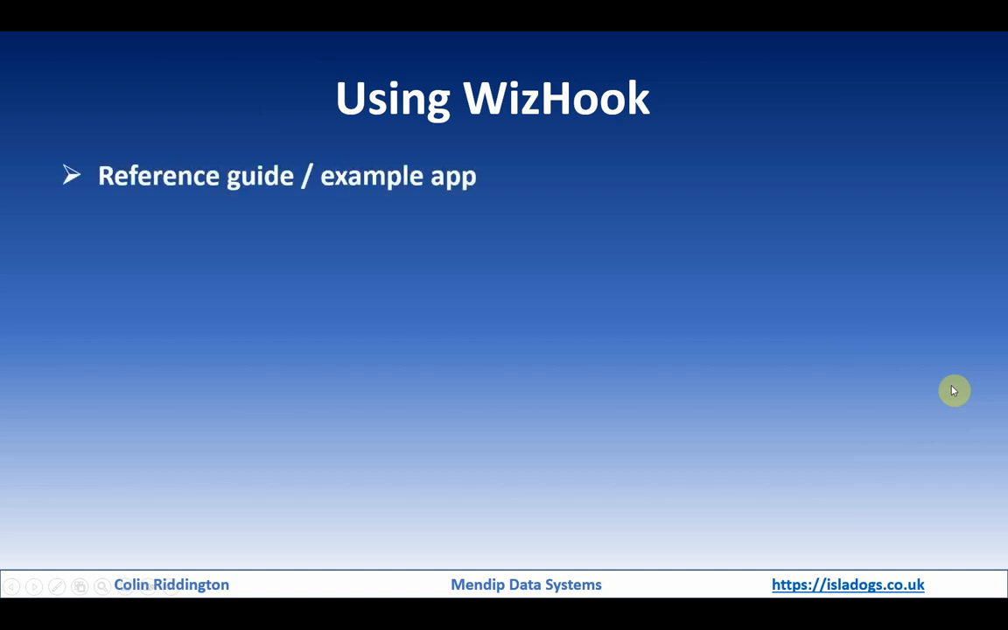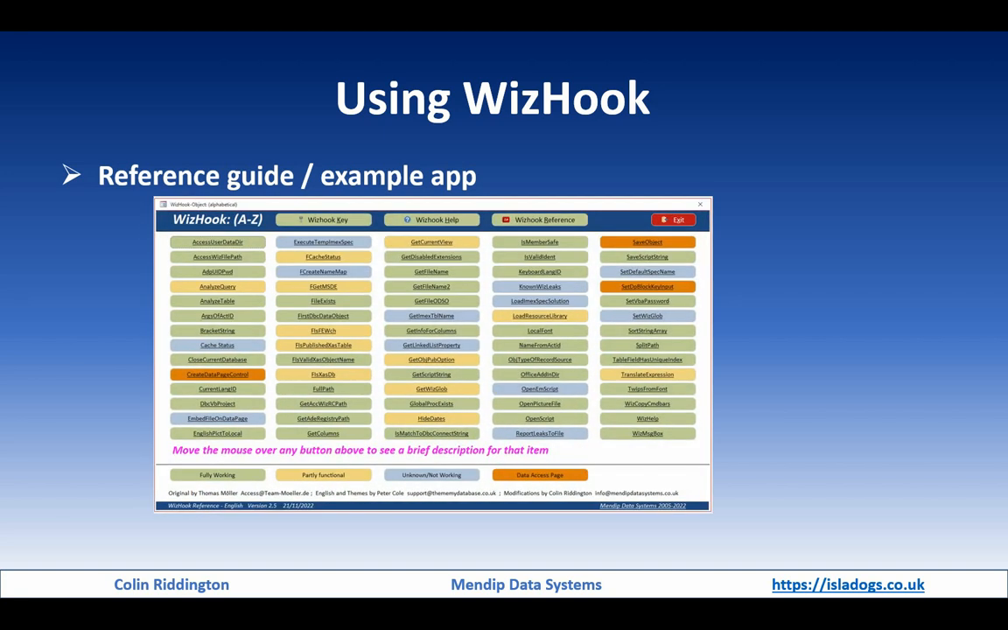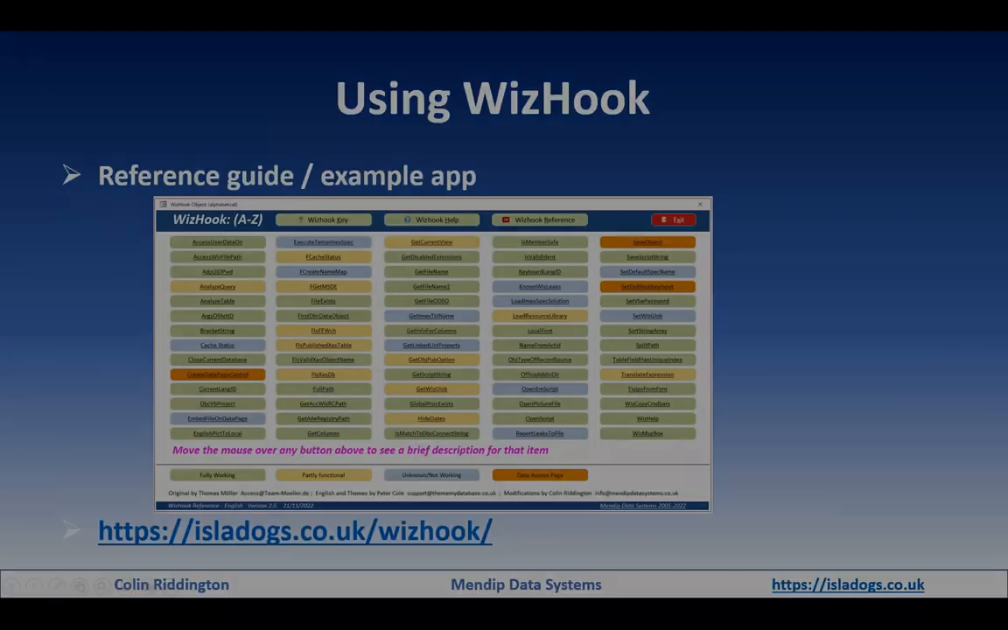Now, in order to understand how to use it, I've created a reference guide example app which goes through each of the 70 different functions. And the main form looks like this, and as already mentioned, you can find that as part of the article on my website. Okay, let's go into Access.